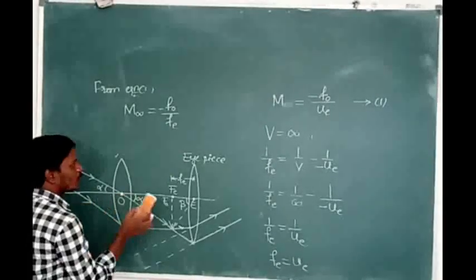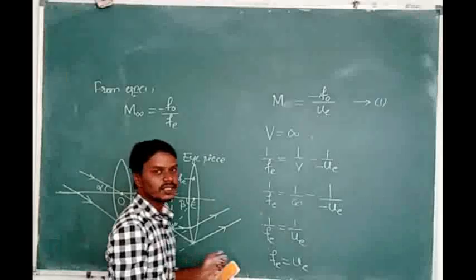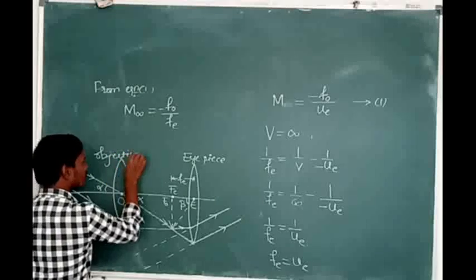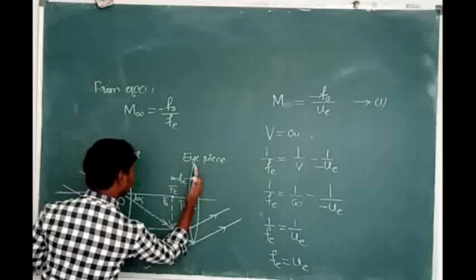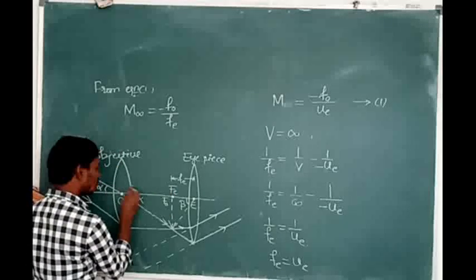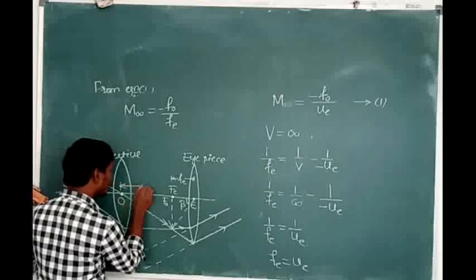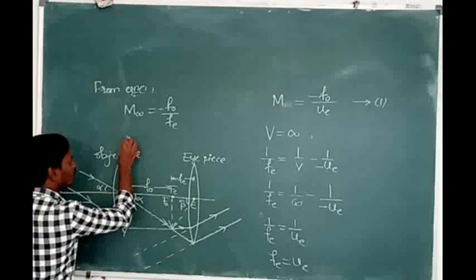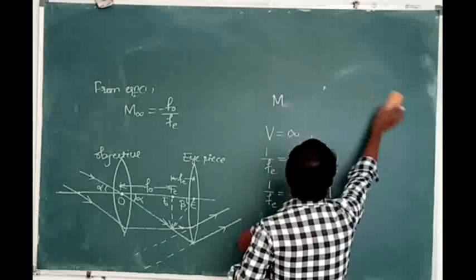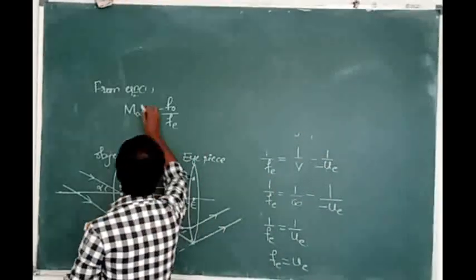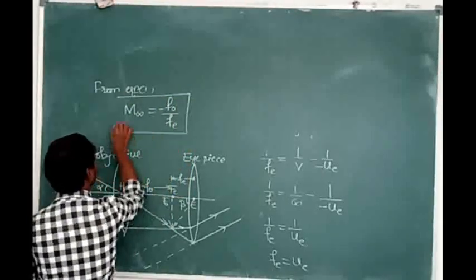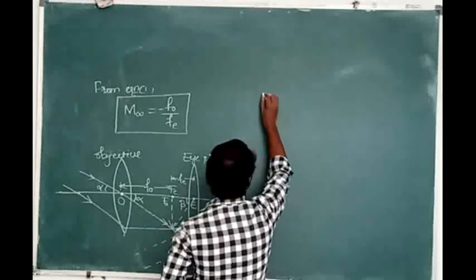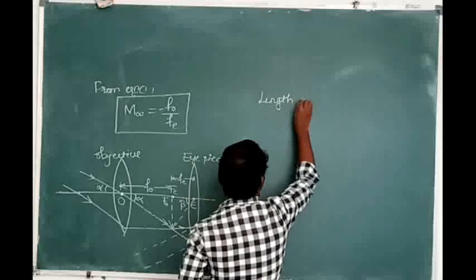Then next, what about the length of the telescope? What is the length here? It is the separation between objective lens and eyepiece. How to find the separation between objective lens and eyepiece? By adding the focal length of the objective lens and the focal length of the eyepiece, we are going to write the length of the telescope. It is the magnification produced by the telescope when the image is formed at infinity. Then the length of the telescope when the image is formed at infinity.